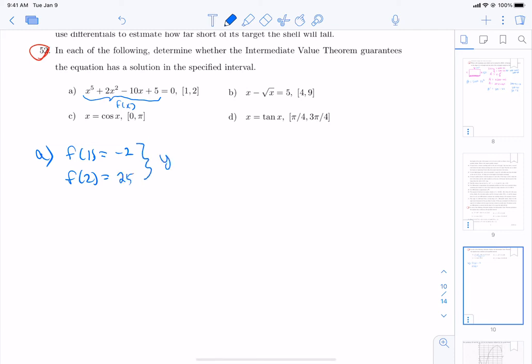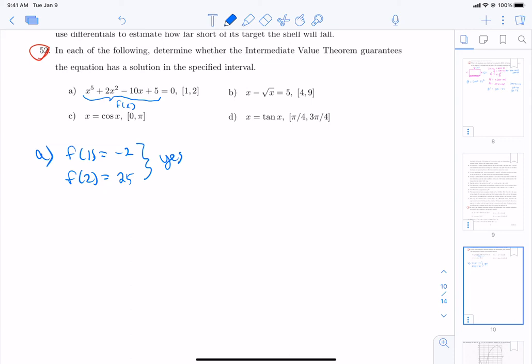Since they switched, the answer is yes. There's a solution. There has to be a 0 in there. Because if it's a continuous function, there's a piece of string connecting the point (1, negative 2) to the point (2, 25). Don't you have to cross over 0? That's what the intermediate value theorem says. Okay, so that's a yes.